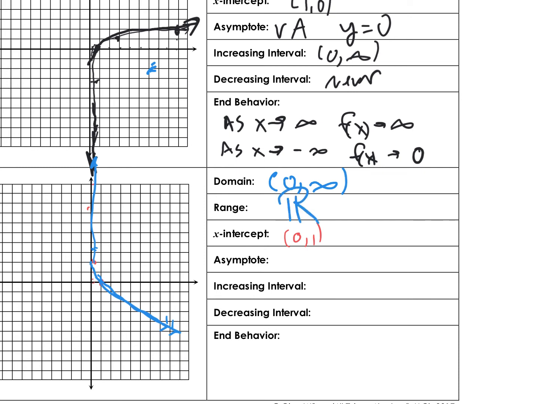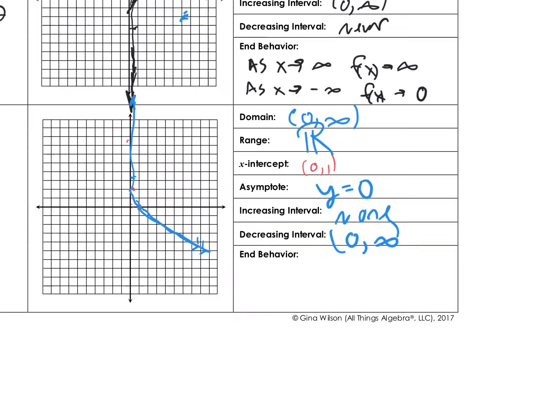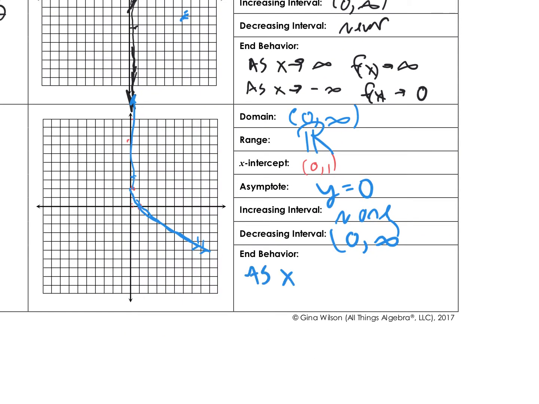Does it asymptote? Yes. Y equals 0 is still the asymptote. Increasing? No. It doesn't have any increase. It's not increasing. It's decreasing, from left to right, it's going down. So it's going to be from 0 to infinity. And end behavior? As x approaches infinity, f of x approaches negative infinity, because it goes down.